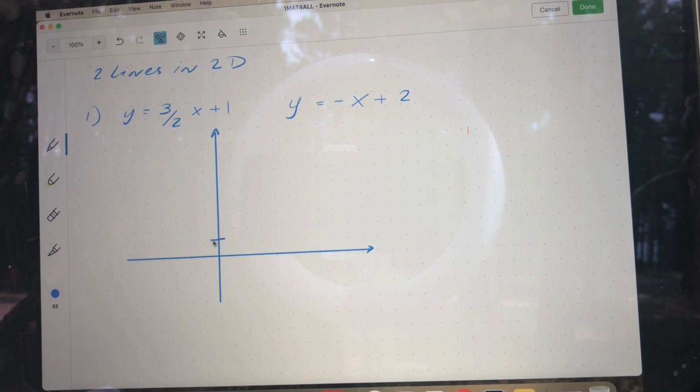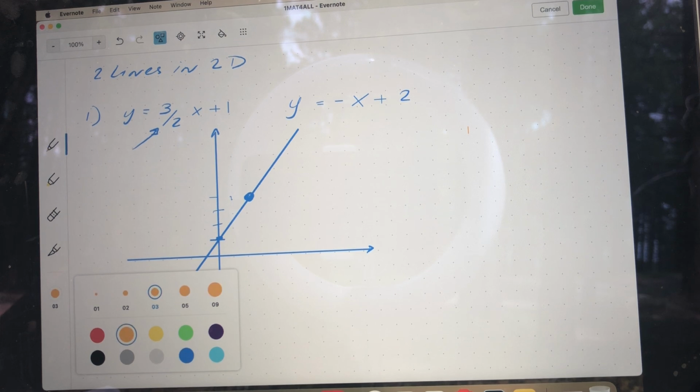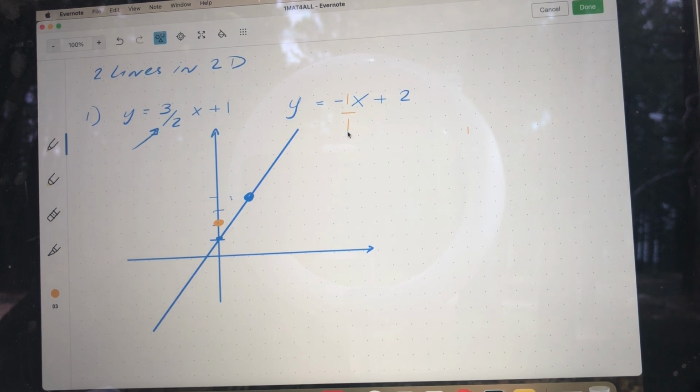So we count 1 up. And then from here we use the rise over run to get the second point. So 3 units up, 1, 2, 3 units up, 2 units to the right. That's the second point. If I connect them, that's my straight line. The second straight line starts at 2, 1, 2, and then has a slope of -1 over 1. So 1 unit down, 1 unit to the right, and they cross.